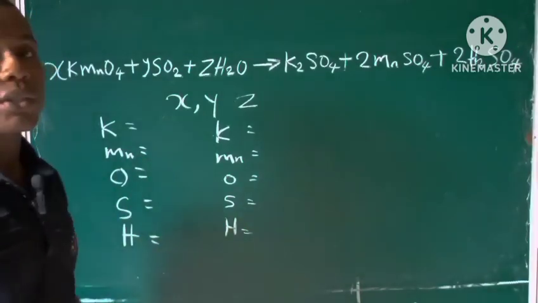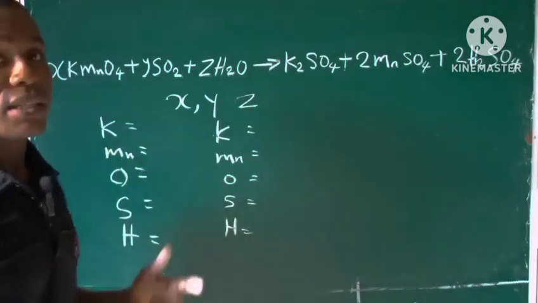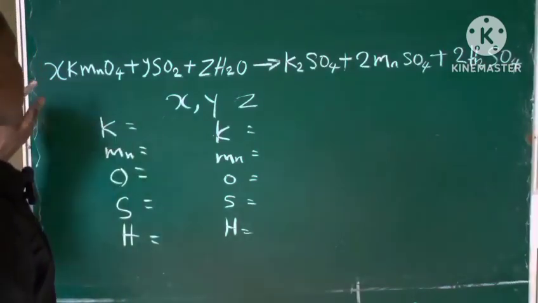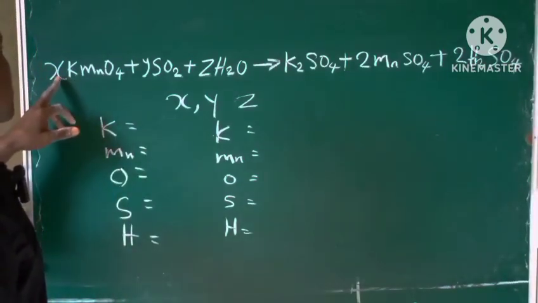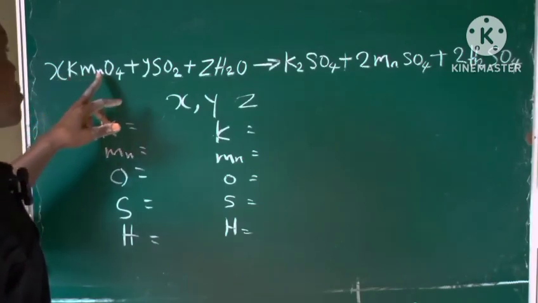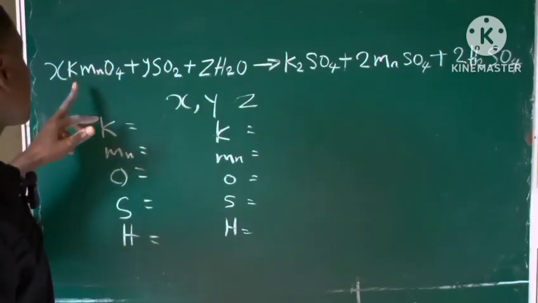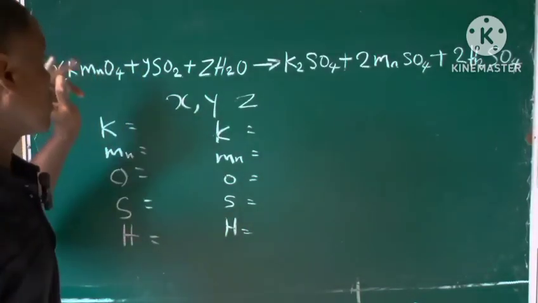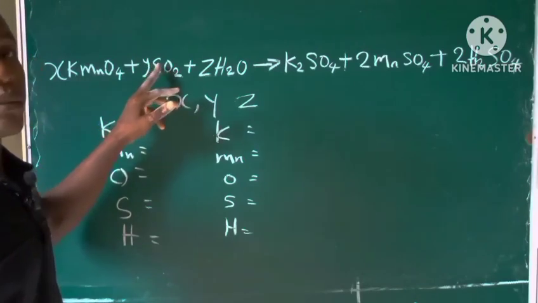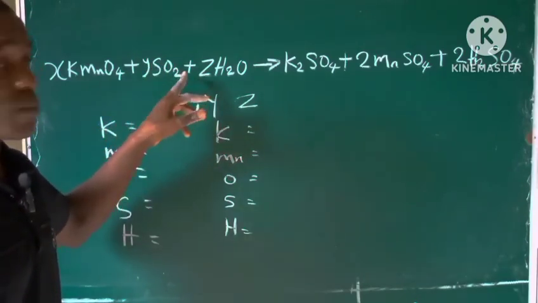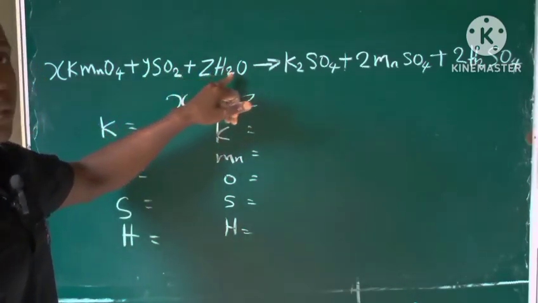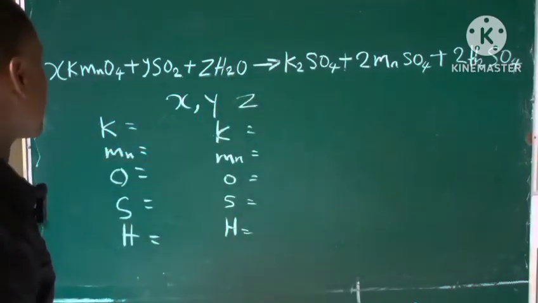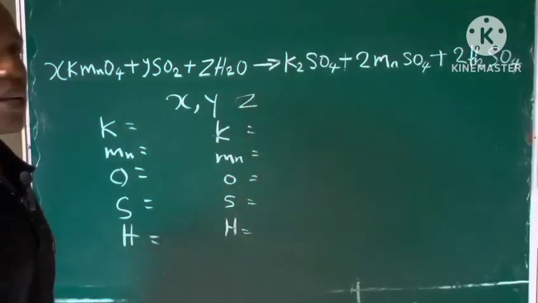So the next step is to write out the given subscript or the atoms. What you should understand is that this X is affecting the potassium, the manganese, and the oxygen. Also, this Y is affecting both the sulfur and the oxygen. Also, this Z is affecting both the hydrogen and the oxygen. So let's write out the given subscripts or the atoms.